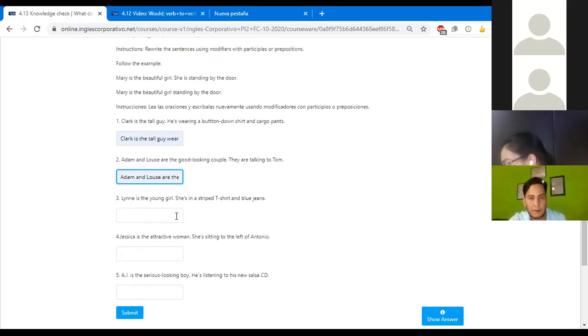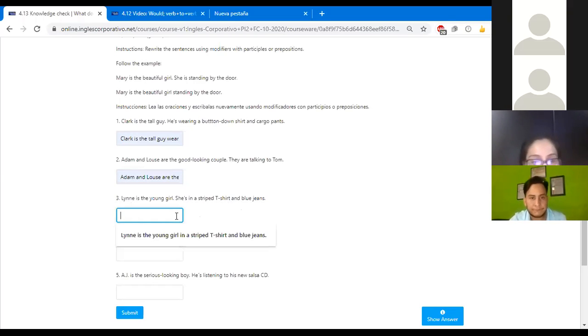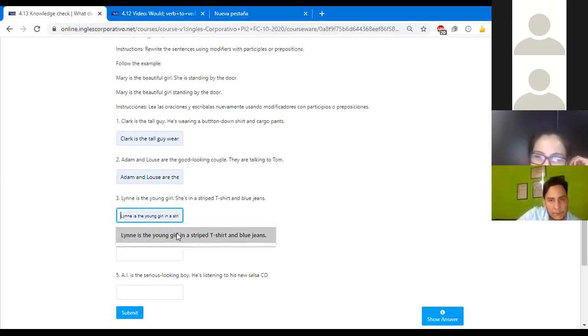In a striped T-shirt. Striped T-shirt and Williams. Be careful, okay? A stripper is something different, okay? Yes, it is a stripe. No, don't confuse. Confused? Yes. Sorry. No, it's okay. Lynn is the young girl in a striped T-shirt and blue jeans. Right. Striped T-shirts and blue jeans. And blue jeans. That's the one.